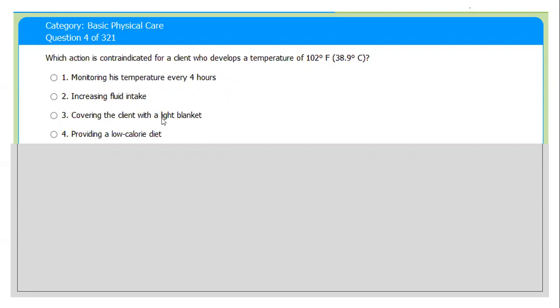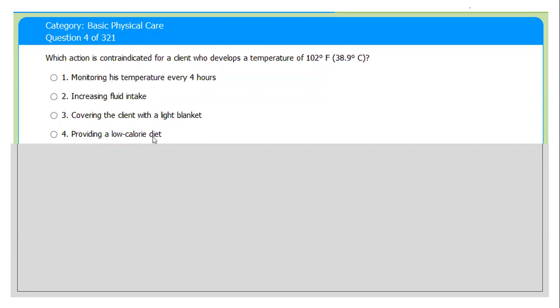Covering the client with a light blanket. So maybe you need a heavy blanket, but light blanket, good or bad, it is not the question, and it is not contraindicated, right? So remaining is number 4. This is one way we can choose the answer, right? Number 4, I'm not sure, but I'm sure number 1 is not an answer, number 2 is not an answer, number 3 is not an answer. So I choose number 4.